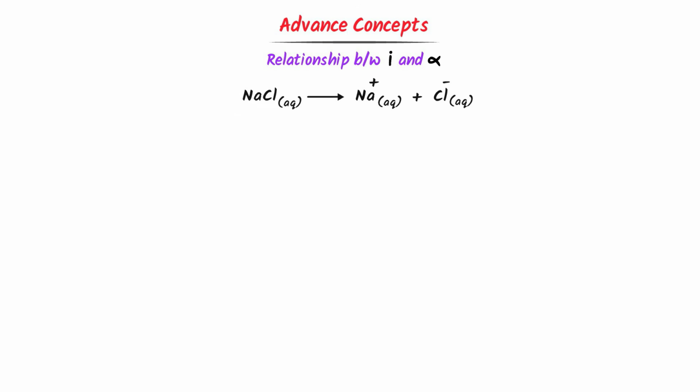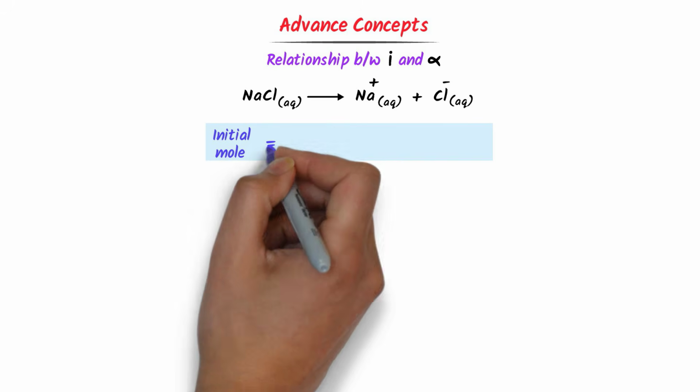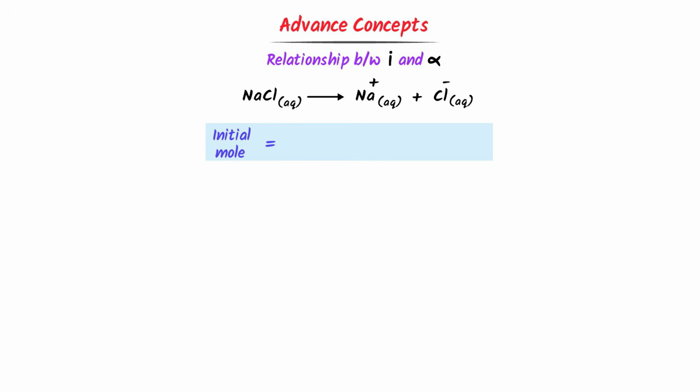Now let's consider this reaction. Firstly, I write initial moles of a solute and final moles of a solute. We know that the initial moles of sodium chloride is 1 mole because it is not yet dissociated into its ions. So the initial moles of sodium and chlorine ions are 0 and 0.